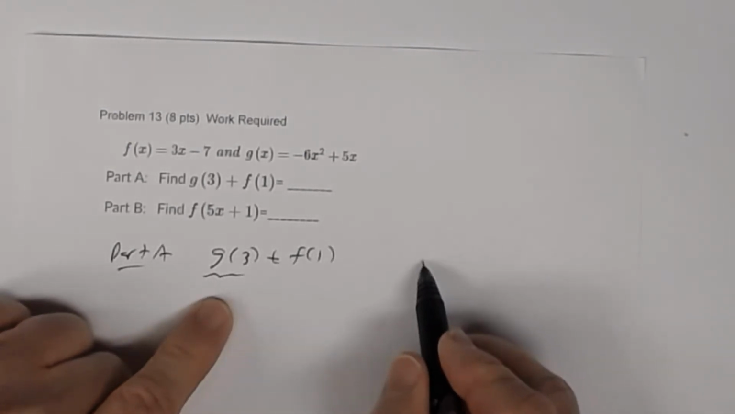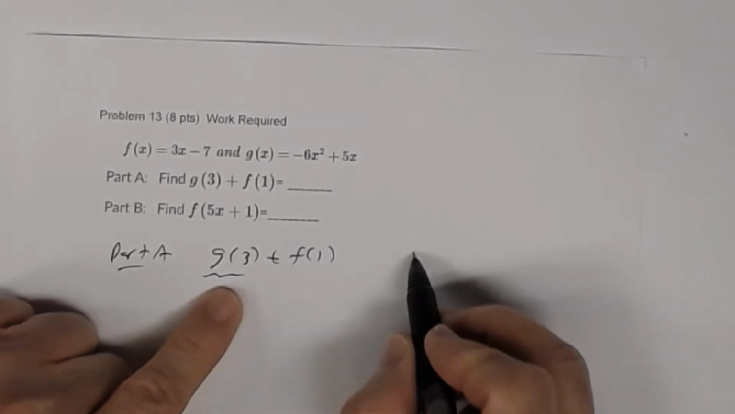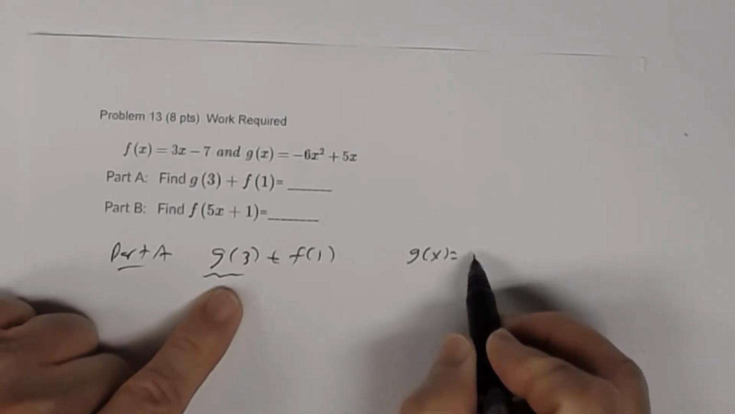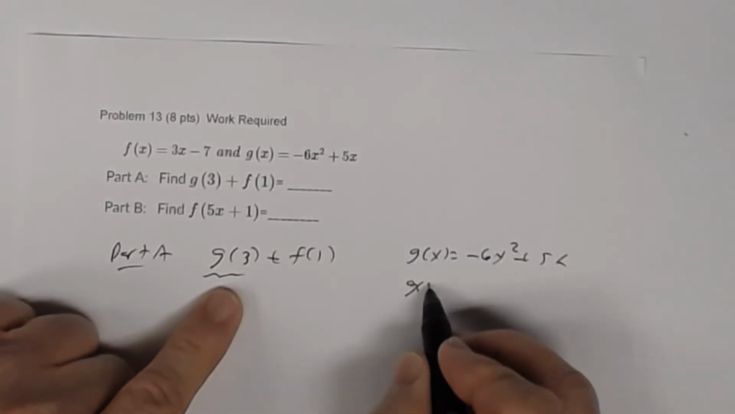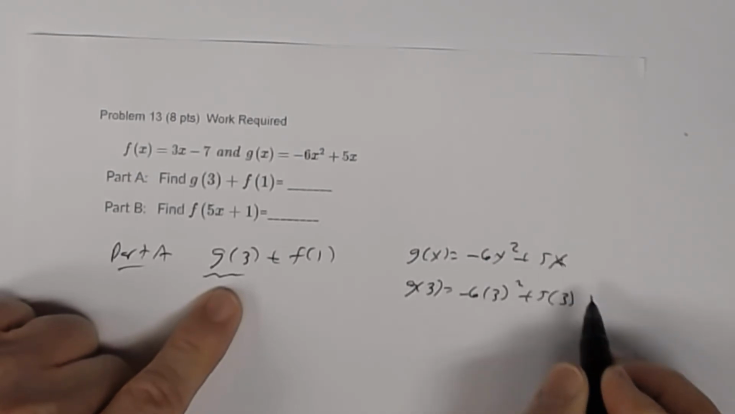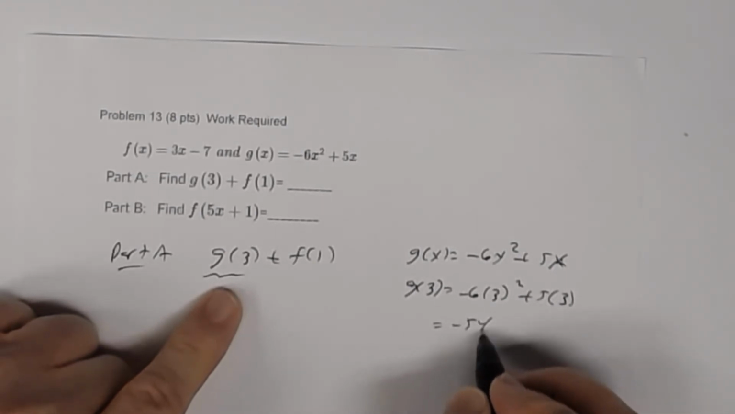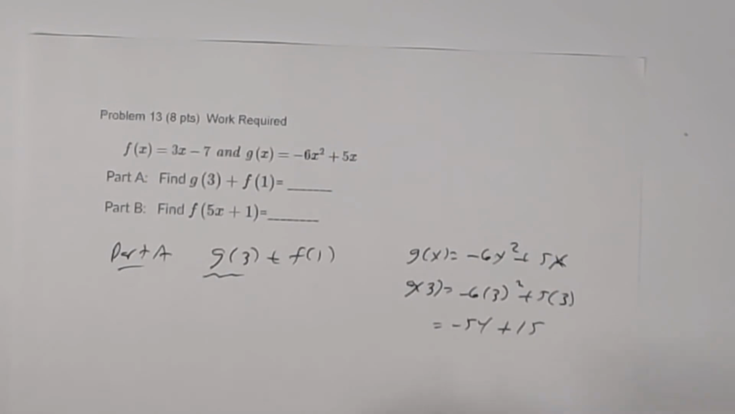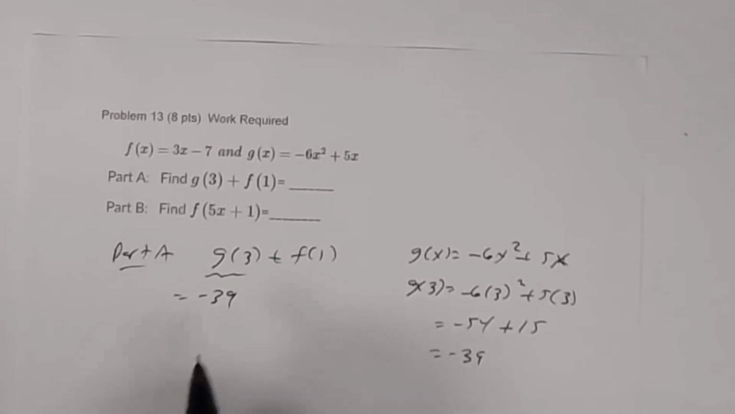Well, let's go off to the side and figure each one of these out. So g of 3 means I go to my function g, which is this one, and wherever you see the variable x, I substitute 3. So remember, g of x is negative 6x squared plus 5x. Then g of 3 would be negative 6 times 3 squared plus 5 times 3, right? And so 3 squared is 9, and 9 times a negative 6 is a negative 54, and then negative 54 plus 15 is what we have. 5 times 3 is 15. So a negative 54 plus 15 is a negative 39. So that just found g of 3.